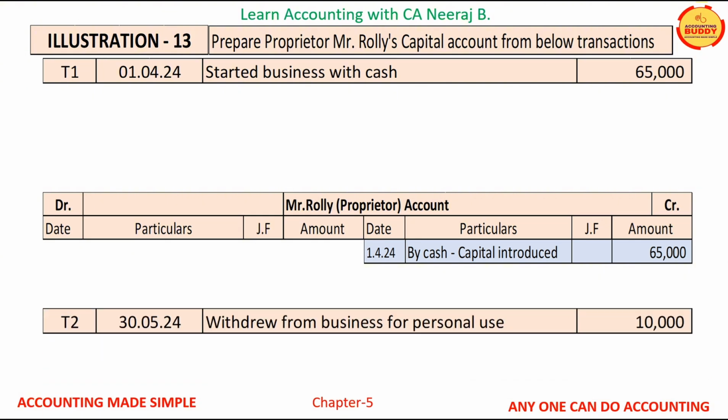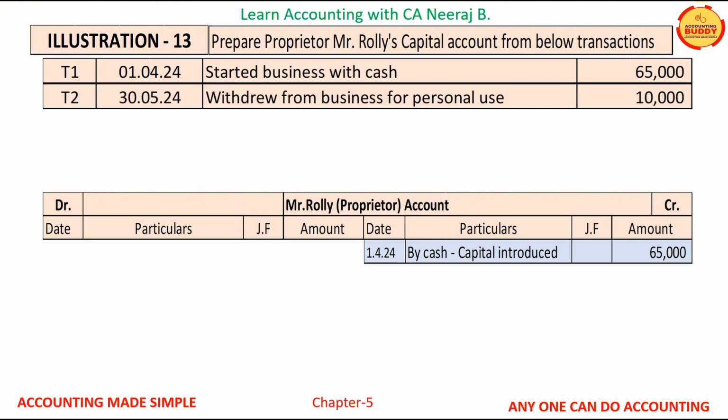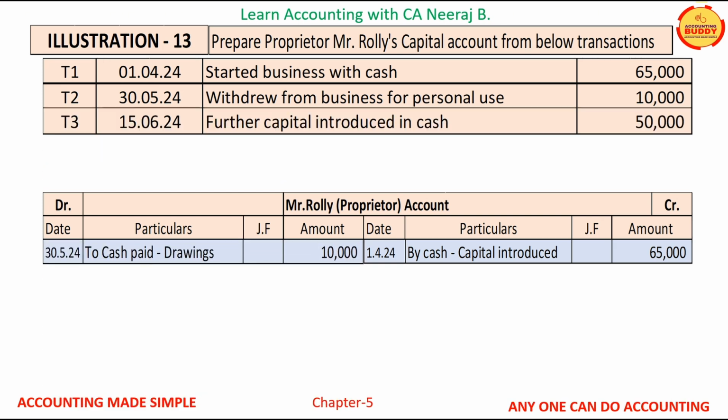Transaction T2 is on 30th of May 24, Mr. Rowley withdrew 10,000 for personal use. Now with this transaction, since the capital will decrease, the amount of 10,000 will be recorded on the left hand side, that is the debit side of Mr. Rowley's account. Transaction T3 is on 15th of June 24, Mr. Rowley further introduced capital of 50,000. This transaction will again increase the capital. Therefore, it will be recorded on the right hand side, that is the credit side of Mr. Rowley's account.